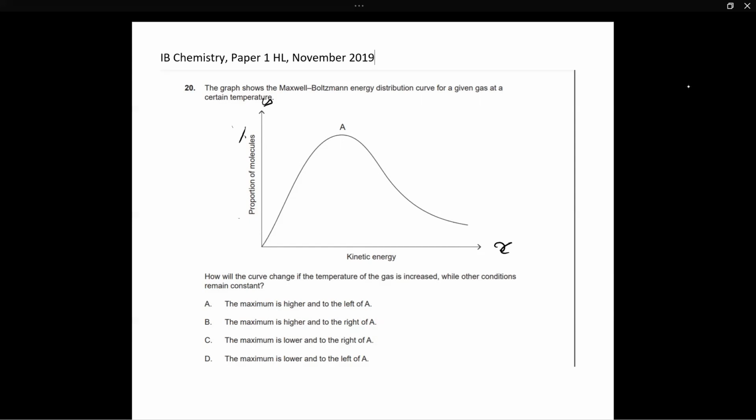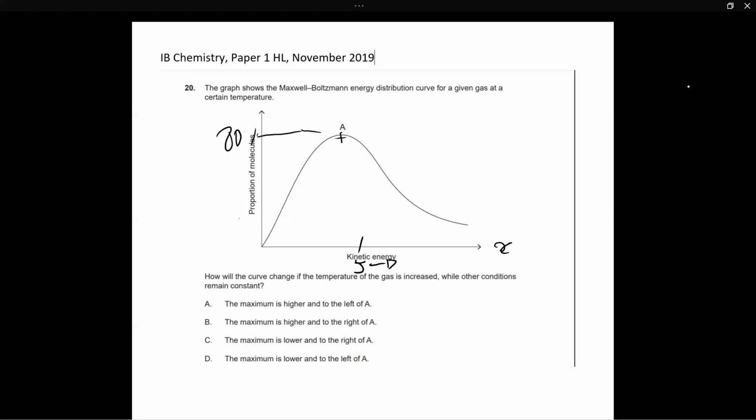is showing us. So now in this question, they've asked us, how will this curve change if the temperature of the gas is increased while other conditions remain constant? So if we increase the temperature of the gas, that automatically means that the kinetic energy of the molecules will also increase. So for example, this A over here, this 80% that I showed you earlier, this 80% of molecules which have a kinetic energy of 5 will now move on.